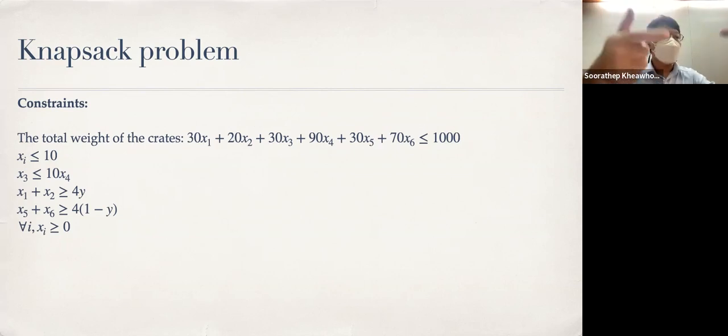In an opposite way also, you force the second condition, x5 plus x6 to be greater than 4. But the first condition is greater than 0. It can be 4, right?